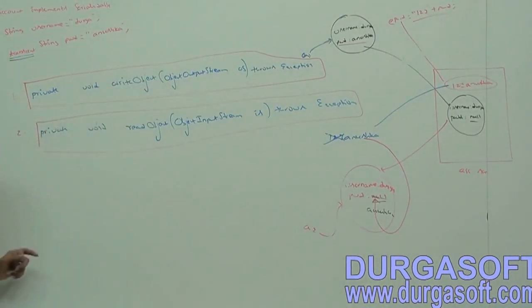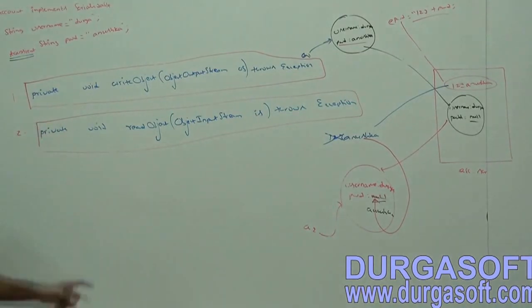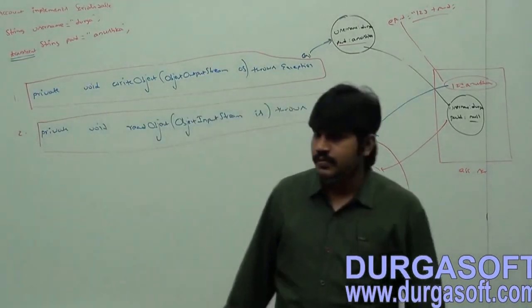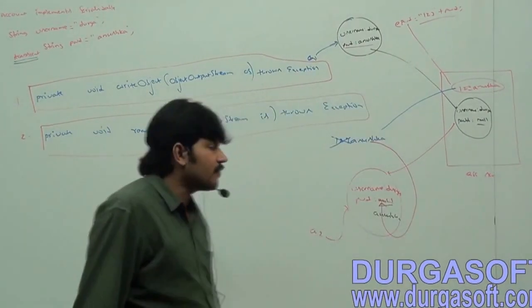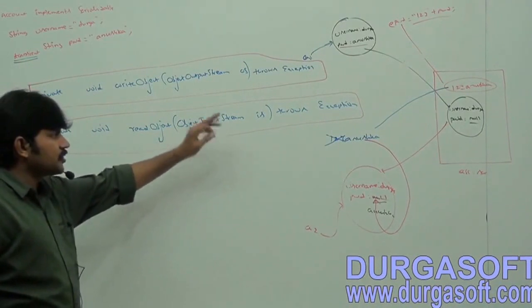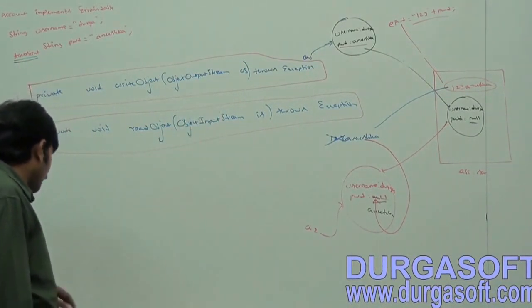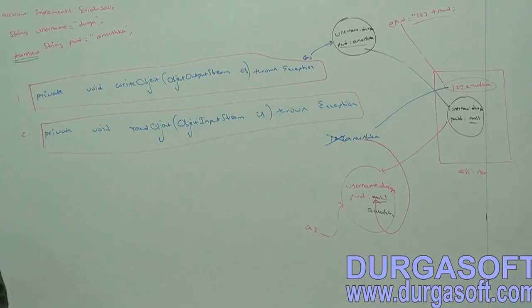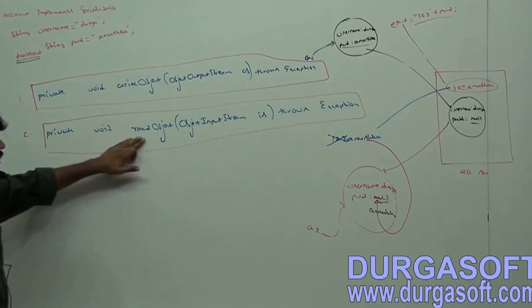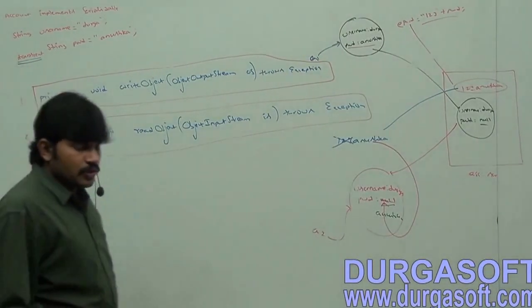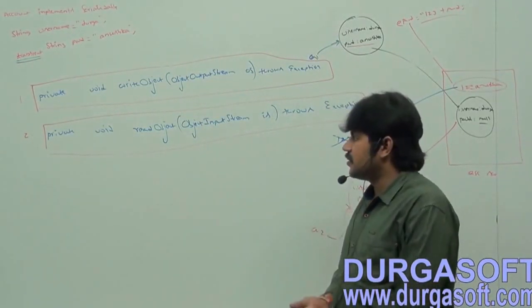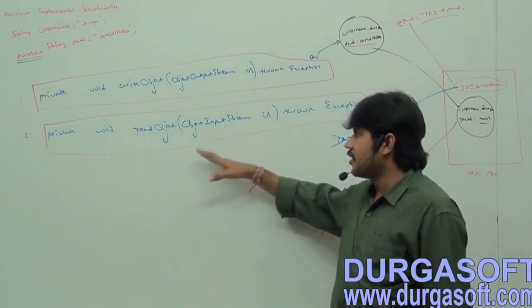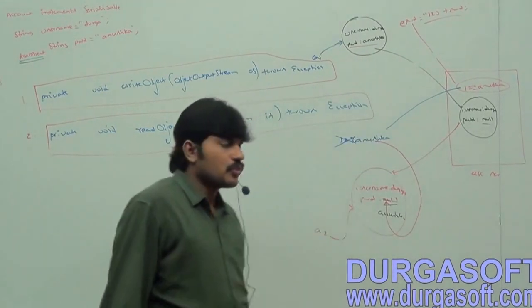Next, the second method. Better to take: private void readObject of ObjectInputStream is throws Exception.